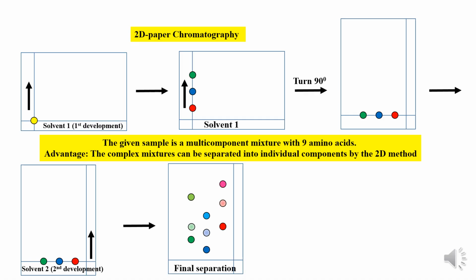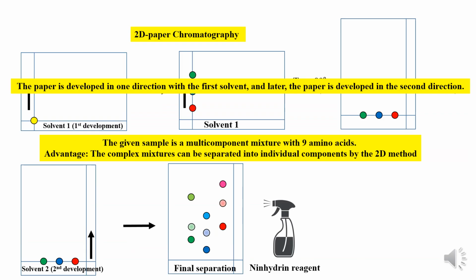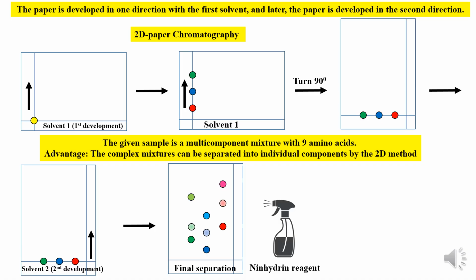And the advantage of the two-dimensional paper chromatographic method is that complex mixtures can be separated into individual components. Here you can see that the given sample mixture highlighted in yellow is separated into 9 individual components. Amino acids, when separated by the paper chromatographic method, are colorless, and when you spray with the ninhydrin reagent, they appear as purple colored spots. So in the two-dimensional paper chromatographic method, the paper is developed in one direction with the first solvent, and later the paper is developed in the second direction.